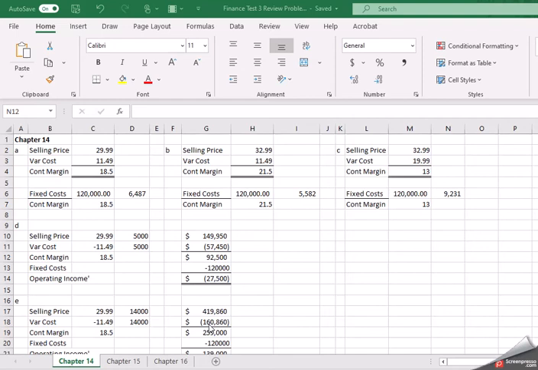Okay, this is a review for test 3 in business finance. So I'll have this Excel document saved out in Blackboard as well. But then this, I just want to walk through what I'm doing.